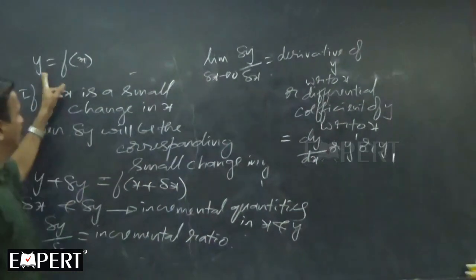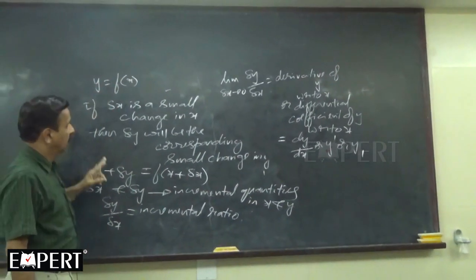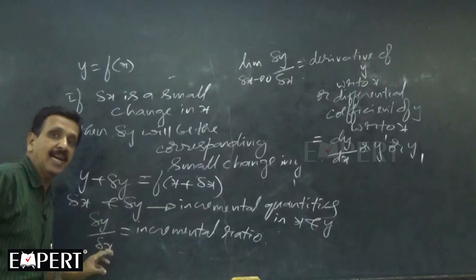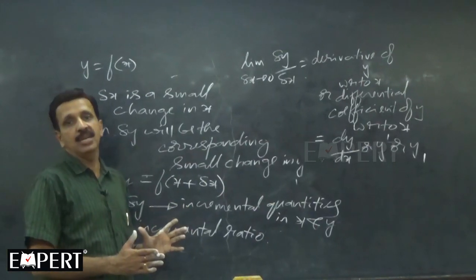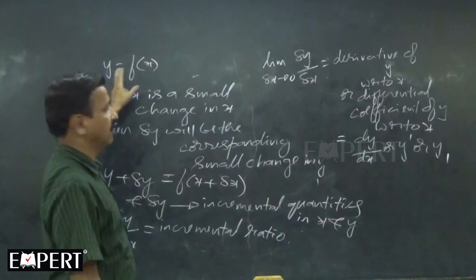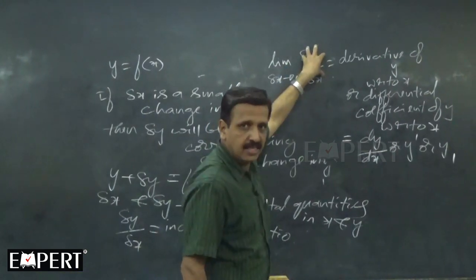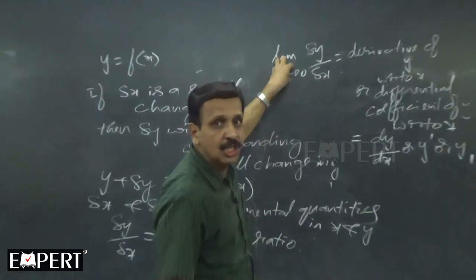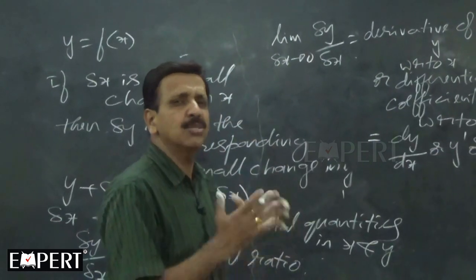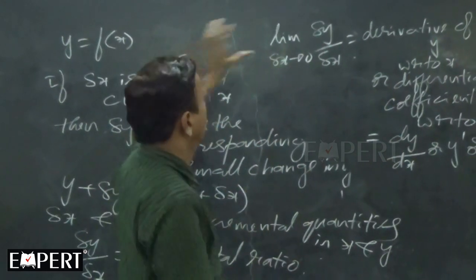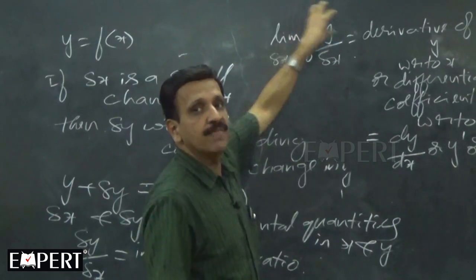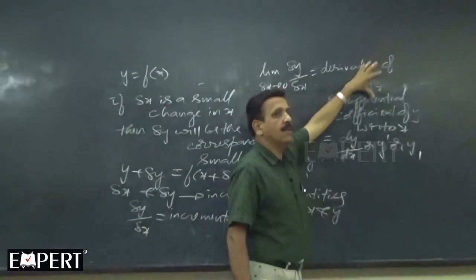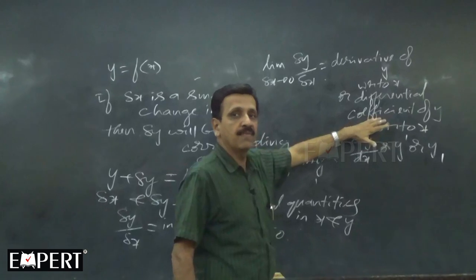Once again, for the function y is equal to f of x, delta y by delta x is not the derivative; it is an indication of the measure of variation. The exact measure of variation for the function y is equal to f of x is obtained when delta y by delta x is considered for infinitesimally small change in x, or change in x is as small as possible. In other words, the limiting case of delta y by delta x when delta x tends to 0, whatever answer you are getting, that is called the derivative of y with respect to x or differential coefficient of y with respect to x.